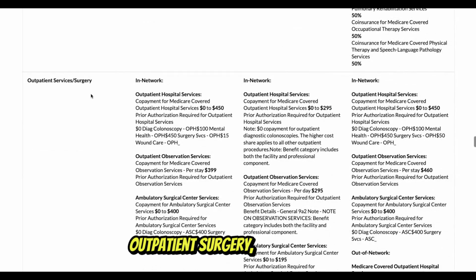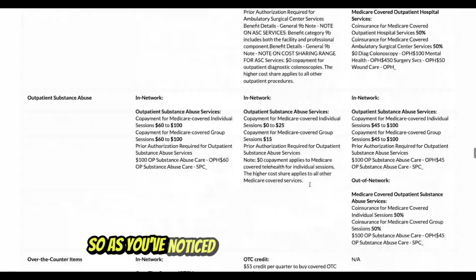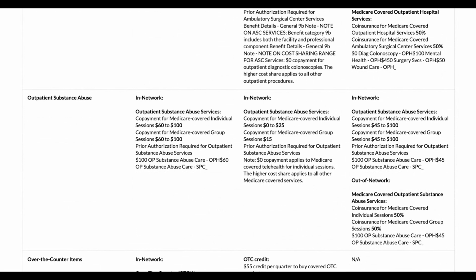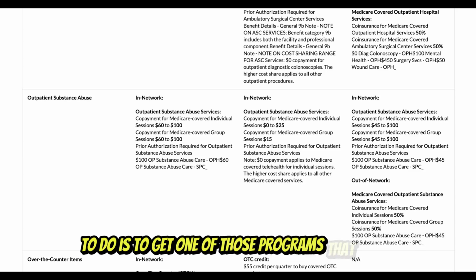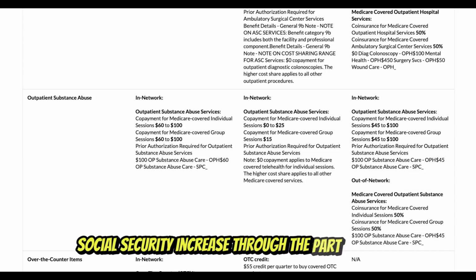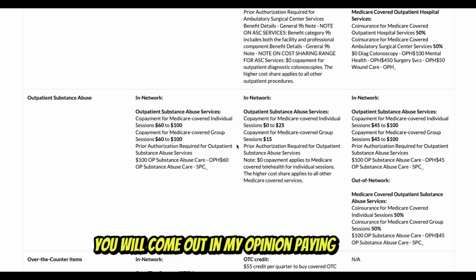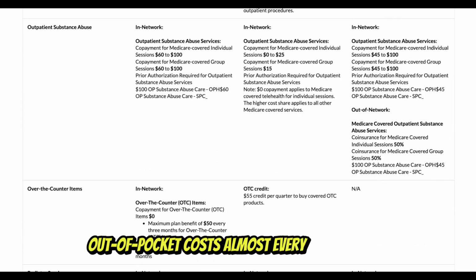Outpatient surgery, $450, $295, $450. So this one in the middle has lower. See, as you've noticed going over this, guys, it's so even across the board. In my professional opinion, the most logical thing to do is to get one of those programs that has the Social Security increase through the Part B premium reduction and invest that money into extra coverage. You will come out, in my opinion, paying less for out-of-pocket costs almost every time.